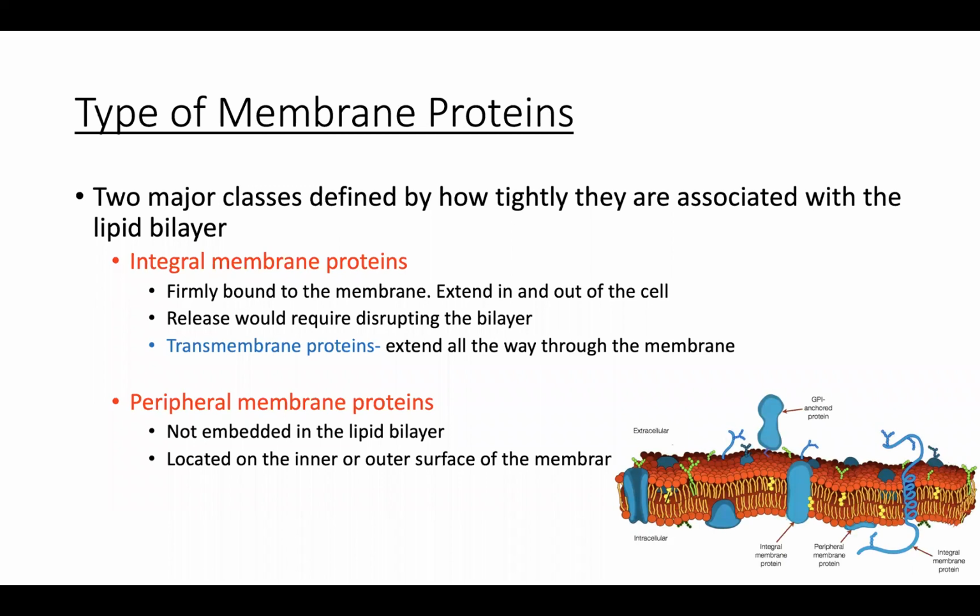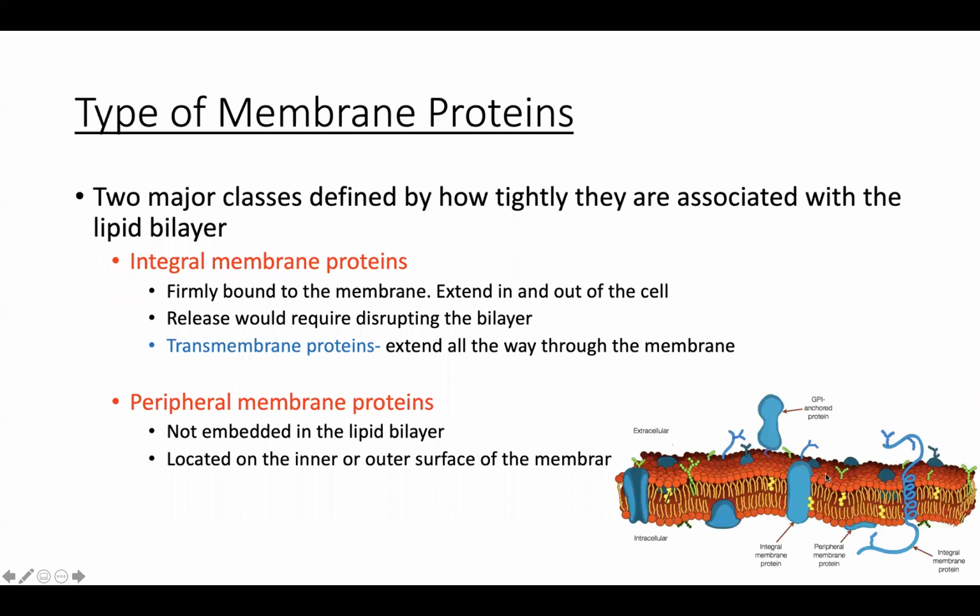So let's classify two types of membrane proteins. There are two major classes of membrane proteins that are defined by how closely they are associated with that lipid bilayer. So if you turn your attention to this picture that I have down in this right-hand corner, we have a structure here. This is a phospholipid bilayer, okay? This red structure is a phospholipid bilayer.